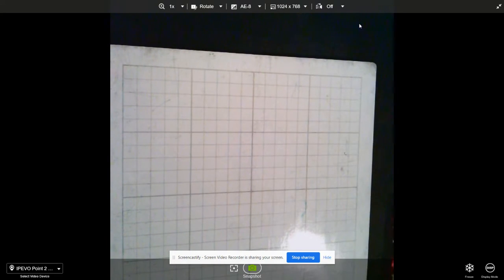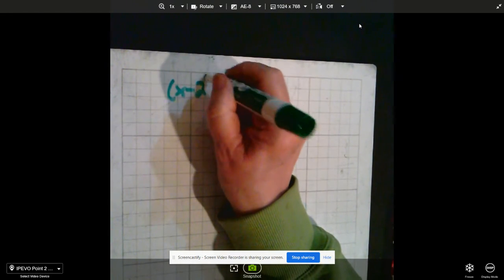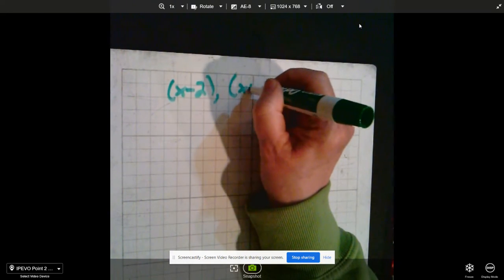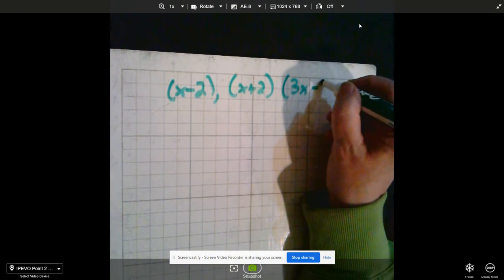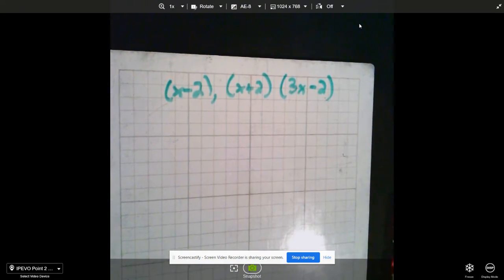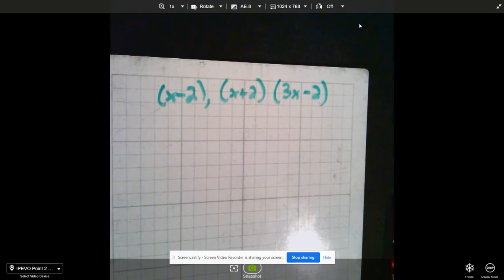Right, so number 10 on sequence 3, it says find x so that x minus 2, x plus 2, and 3x minus 2 are terms in a geometric sequence. Now, this is really, really similar to the ones that we did when we did an arithmetic sequence.